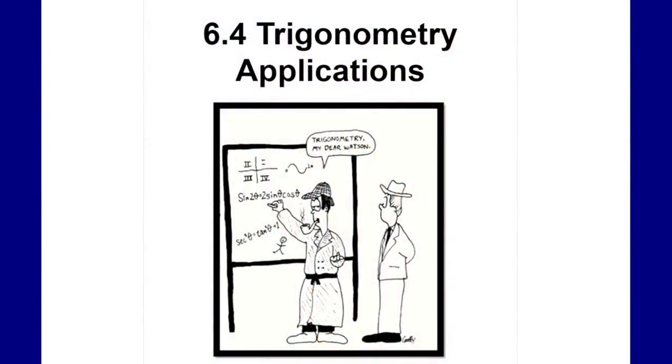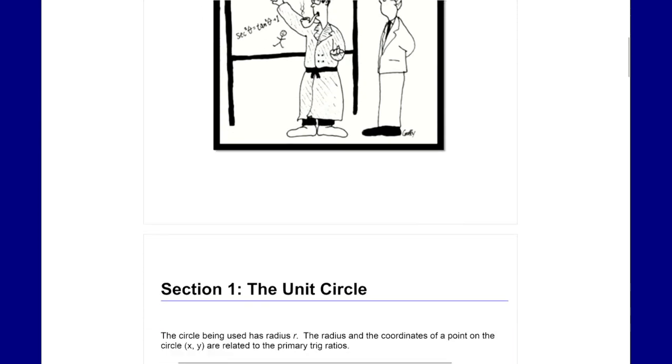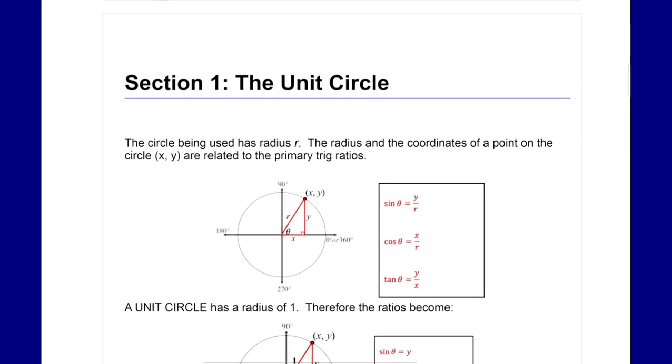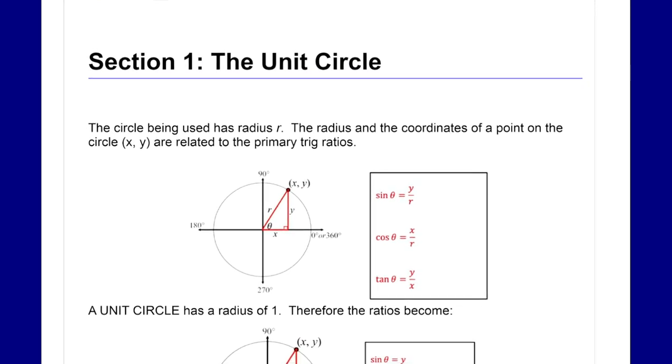In today's lesson, we are going to be looking at trigonometry applications. Before we get into some trig applications, we want to first review the unit circle. The unit circle is the circle being used that has a radius r, and the radius and the coordinates of a point on the circle, so a point somewhere on the circumference of the circle, given by the values x, y, are related to the primary trig ratios.